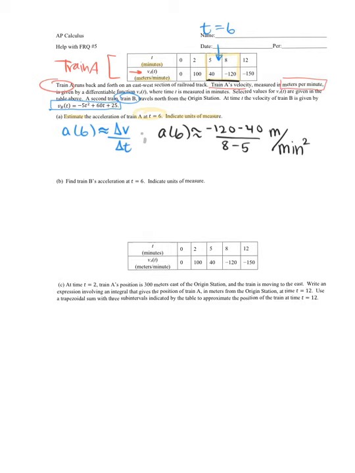Now for part B. What they're asking for is train B's acceleration at t equals 6. I was given this velocity equation for train B, so I'm not actually approximating it. I'm finding it exactly. What I know is when I take the derivative of velocity, that's going to give me acceleration. So the derivative of velocity is acceleration. That's what I need to do: find the derivative of velocity.